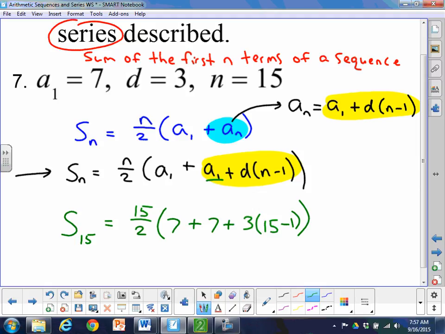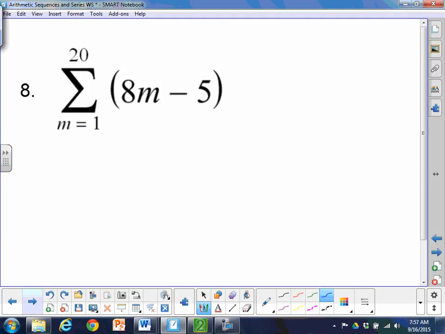Again, you could go through and find everything individually first and then plug it into the formula. But this just turns into a calculator problem, and I'm getting an answer of 420. Okay, so it's perfectly fine to do that, and it's actually good to know that little trick where you can replace the a sub n with its equivalent formula and just manipulate the formulas to what you need. Okay, so 420 for number 7.